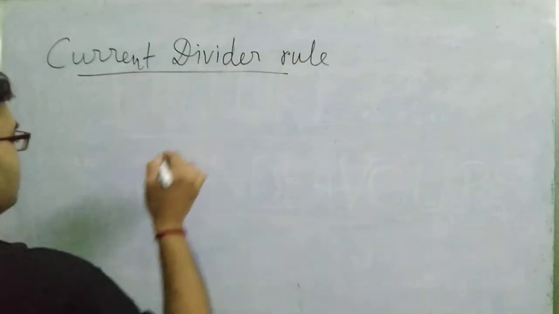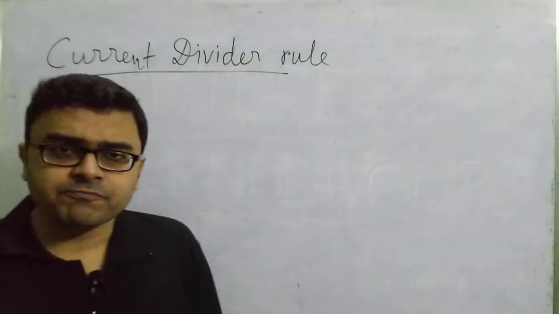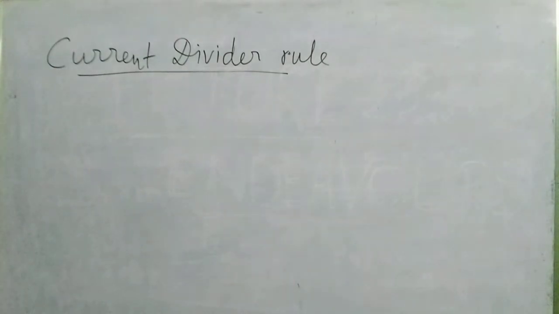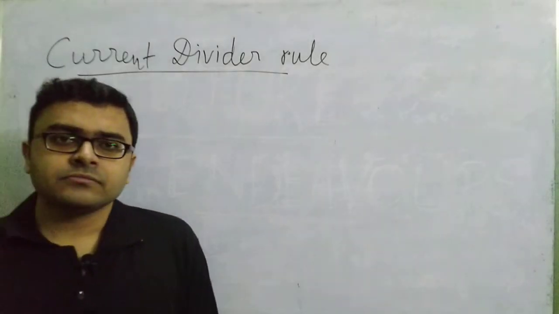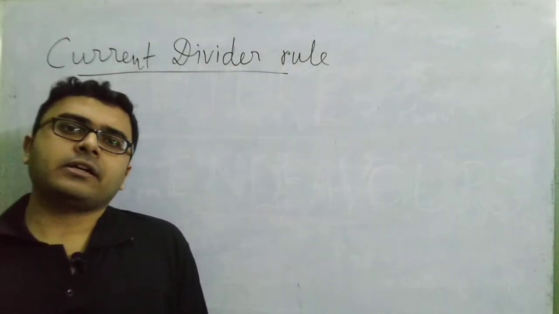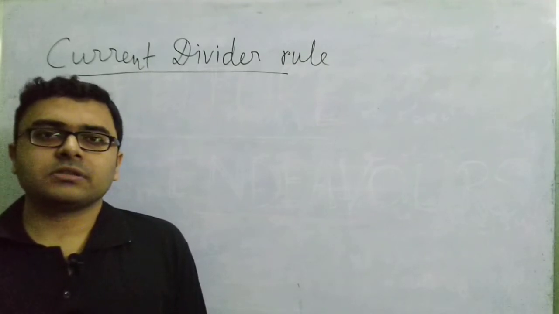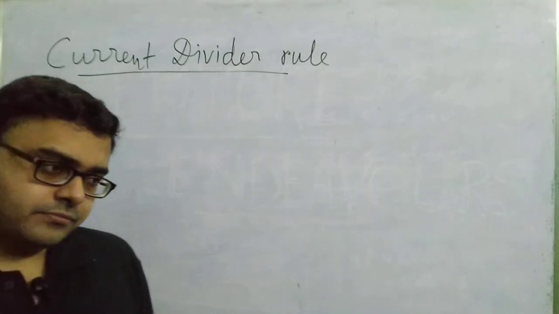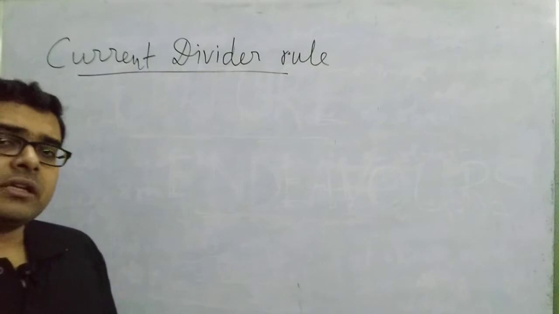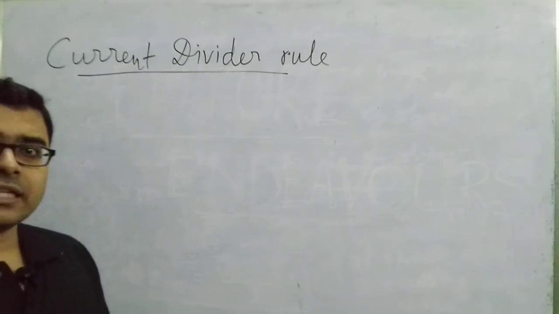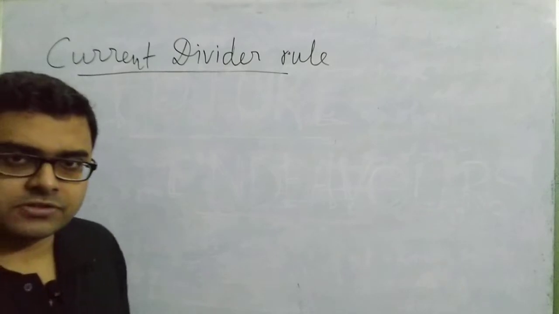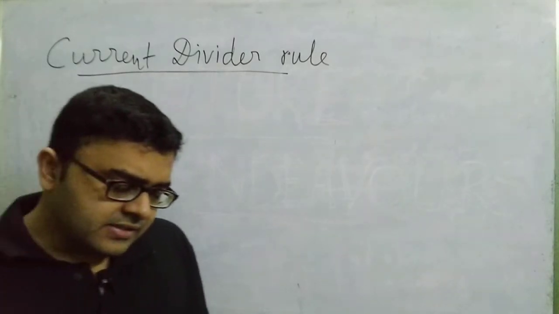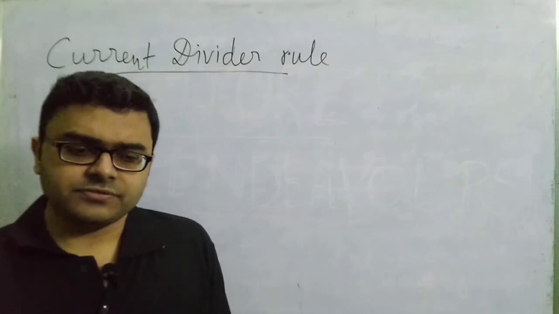As in the previous class, we have discussed that resistors can be connected in two ways. Either they can be connected in series or they can be connected in parallel. I think all of you have remembered, and if you have forgotten, please do watch the previous video. If you remember, in parallel connection, current gets divided among the resistors, and in series, the voltage gets divided among the resistors.